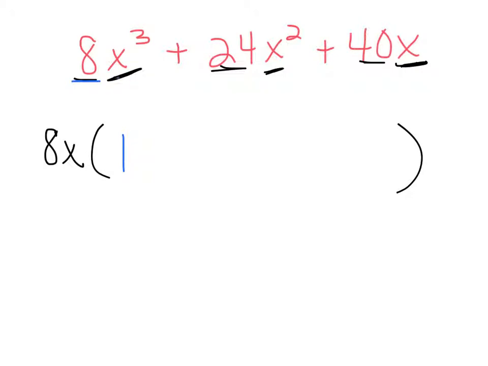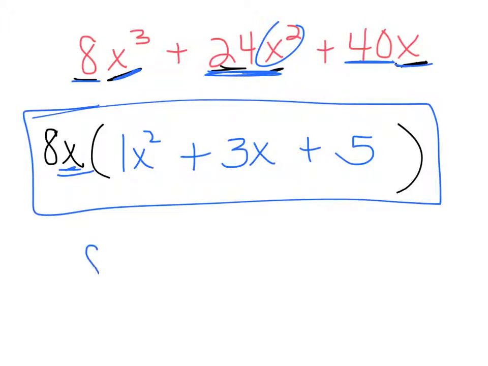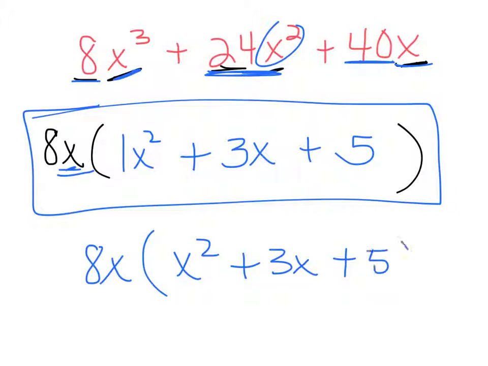Okay, and then x cubed divided by x leaves me x squared plus. Okay, I come to my second term. 8 goes into 24 3 times. And then x squared divided by x here is just an x plus. 8 goes into 40 5 times, and then x divided by x is 1, so you don't have to put that. So here it is factored. Again, when you're typing it in, you'll probably just put 8x parentheses x squared plus 3x plus 5.